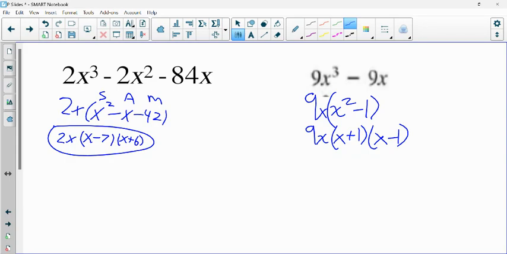For the second one, we have to pull out a 9x as our GCF. That leaves us two terms inside the parentheses. They're both perfect squares that are being subtracted, so we can do difference of squares. When we take the square root of x squared, we get x and x, and the square root of 1 is 1 and 1. So perfect, 9x times x plus 1 times x minus 1. Okay?